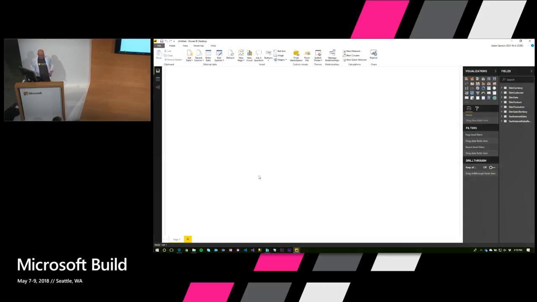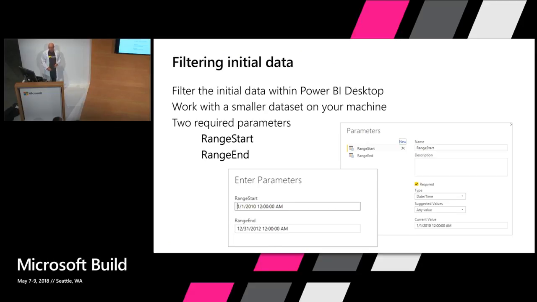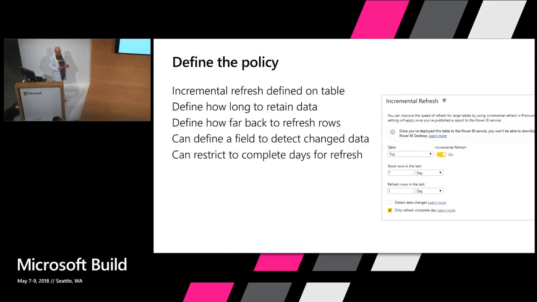OK, so we filtered the initial data set. So now we need to define that policy, right? So this is defined per table. So we can actually implement this on multiple tables within our model if we want. We could have it just on one table in our model. That's OK. And we're going to define a couple things.